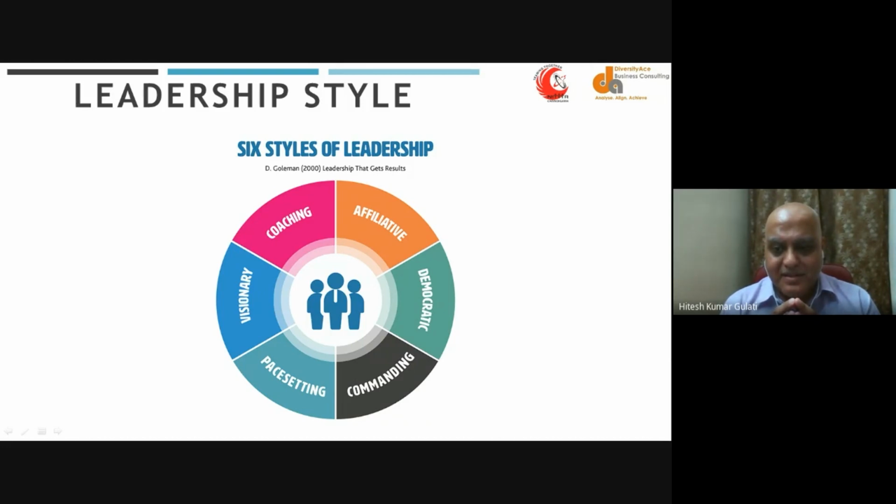Okay, Sharda ma'am has written that 80% is visionary leadership style, whereas 20% is coaching leadership style. Good to see those observations. Leena ma'am has written visionary 5, democratic 4. That means she is having a mixture of visionary as well as democratic leadership, right? Affiliative is 1. Very good. We'll talk about these 6 different leadership styles also one by one, but let's see the scores first.